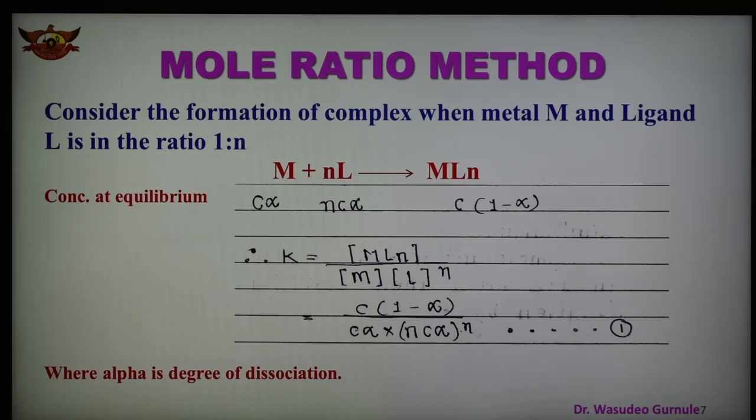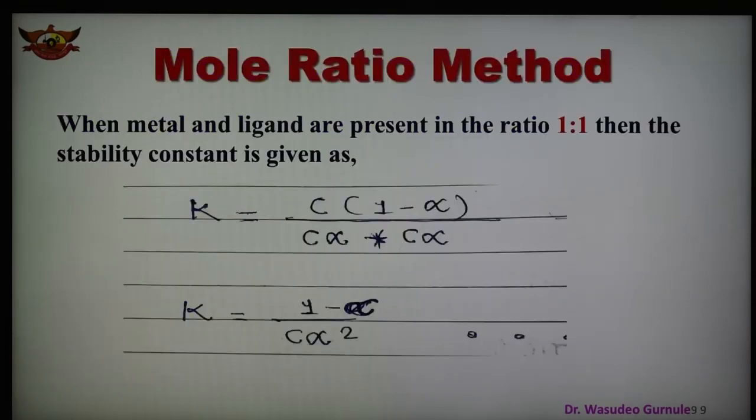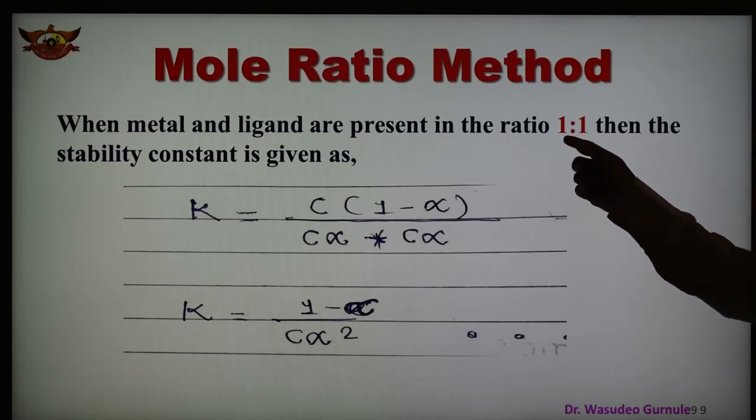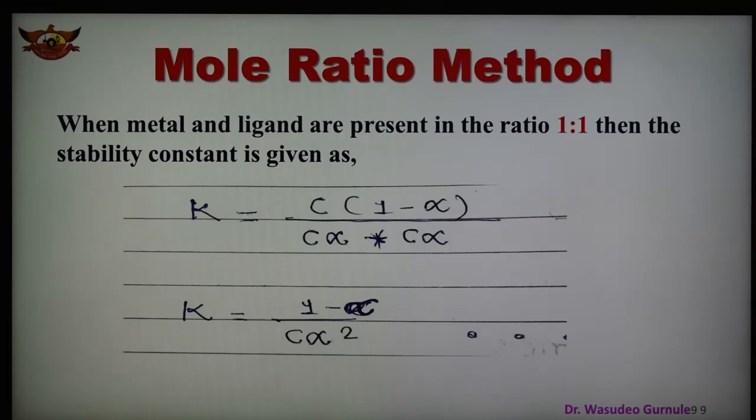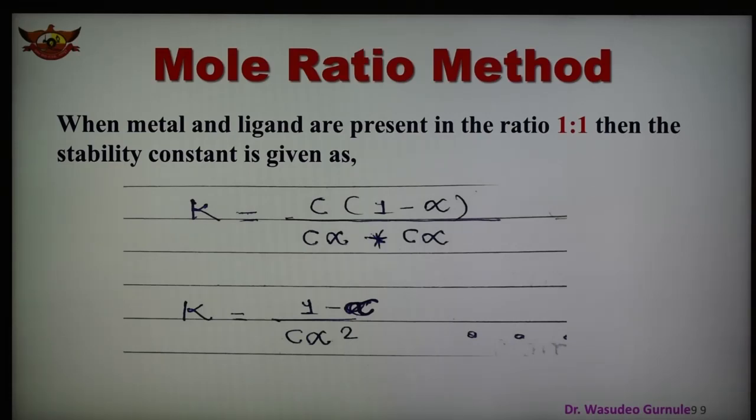This is a simple example of the formation of a complex: M plus nL to form the complex MLn. This is the formula to calculate the degree of dissociation, EM minus ES upon EM. What EM and ES are is given here. Now different compositions are possible, and metal and ligand can be present in different ratios. One example is when the metal and ligand are present in the ratio 1:1, meaning the metal is 1 and the ligand is also 1. So both the metal and ligand are in the ratio 1:1.